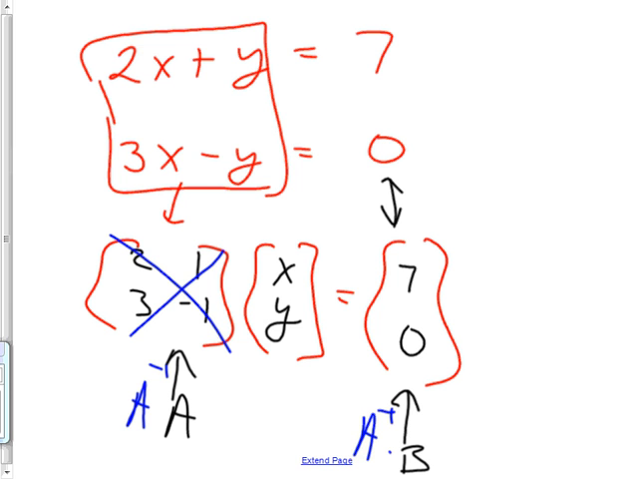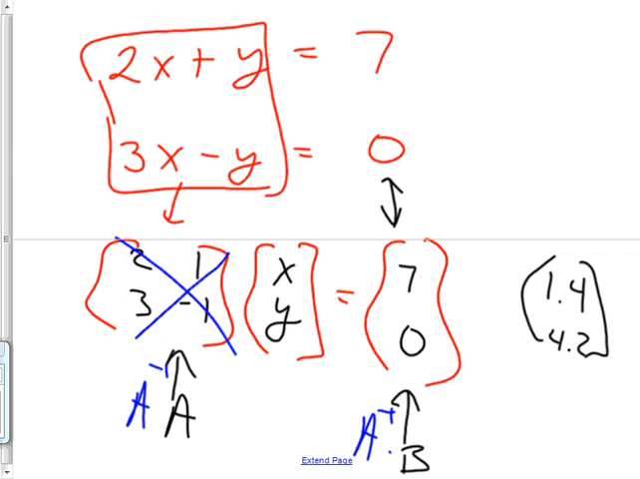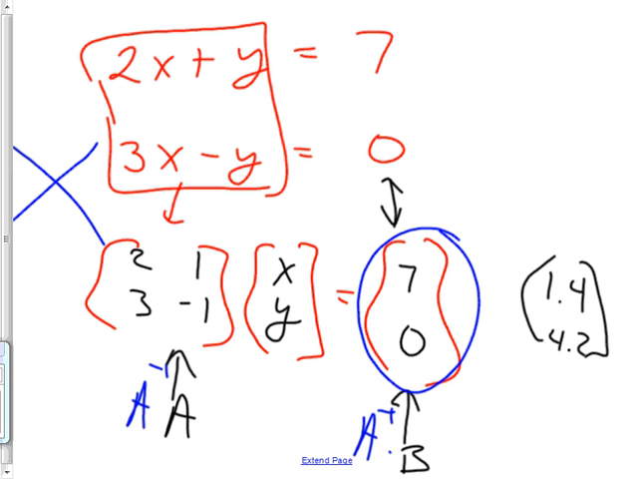Has anybody already done all of that? Have the answer? LF, what'd you say? 1.4 and what? 4.2, can anybody verify those numbers? All right, a whole bunch of people can. So that was, again, typing this in as matrix A underneath the X here. That's matrix A. And then doing inverse of A times that guy, which is B. Okay, cool. That's about as hard as matrices get.